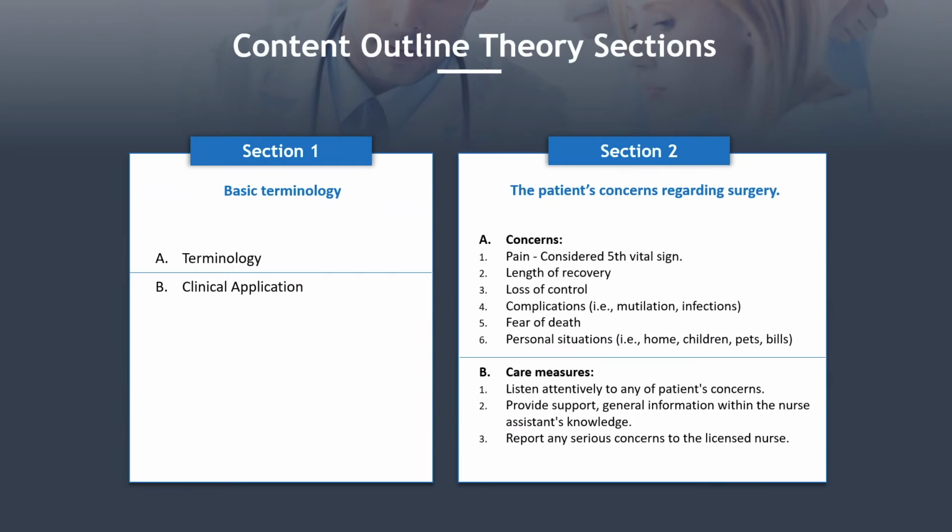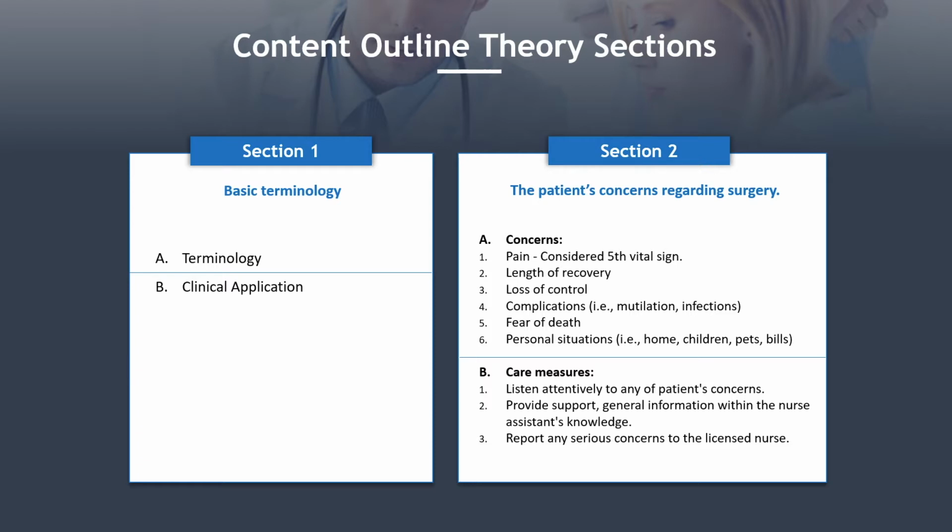Content Outline, Theory Sections. Section 1, Basic Terminology. A. Terminology. B. Clinical Application. Section 2, The Patient's Concerns Regarding Surgery. A. Concerns. 1. Pain, considered the fifth vital sign. 2. Length of recovery. 3. Loss of control. 4. Complications, such as mutilation or infections. 5. Fear of death. 6. Personal situations, like home, children, pets, or bills.